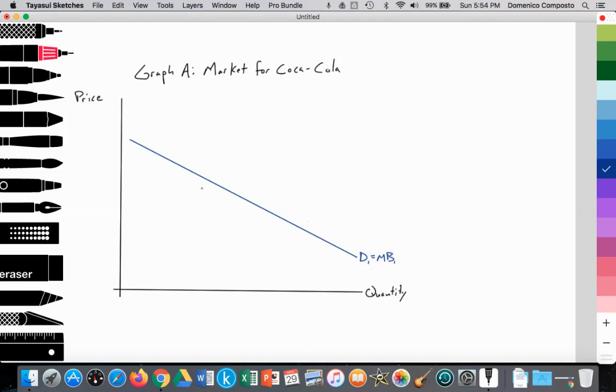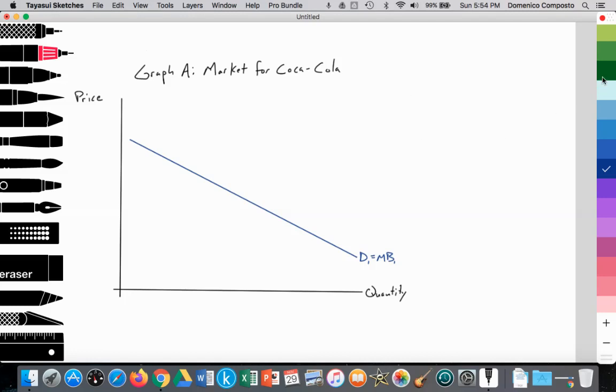So we have a fairly horizontal demand curve here. We're going to be looking at the market for Coca-Cola. And since Coke has many substitutes for consumers to switch over to, any change in their price will lead to a dramatic increase or decrease in the quantity of consumption.